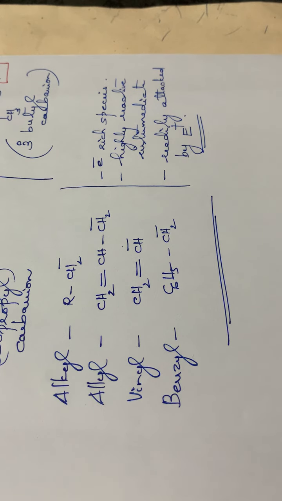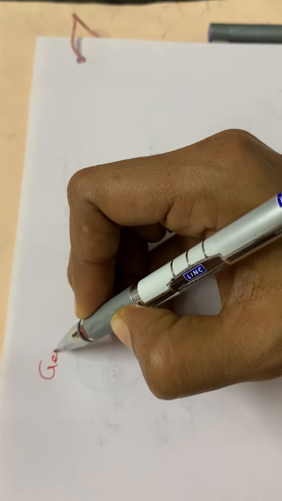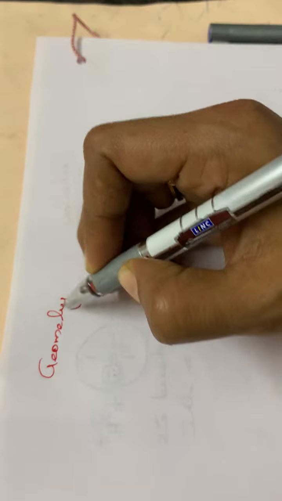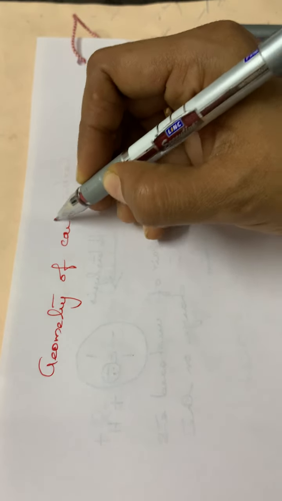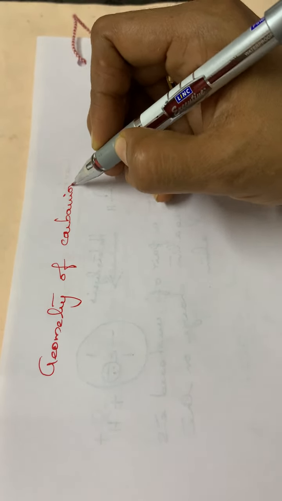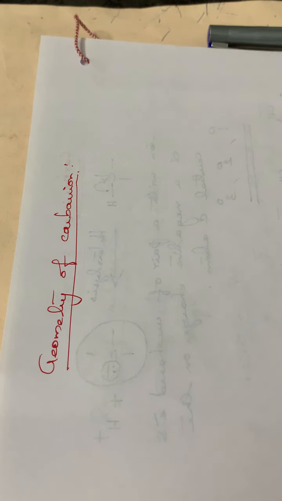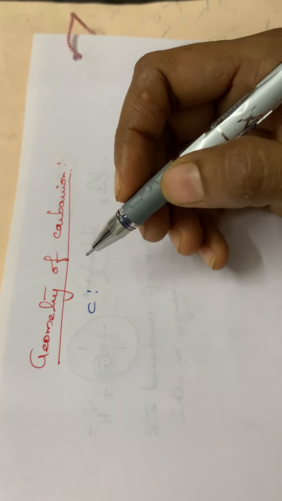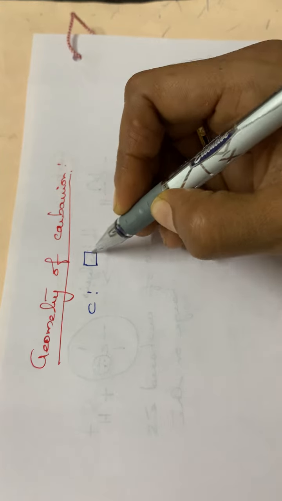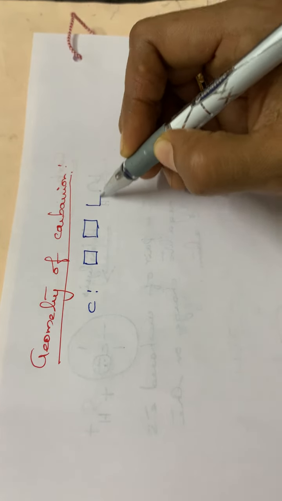Next comes the geometry of carbanion. Normally, what about the electronic configuration of carbon in the ground state? It will be 1s2, 2s2, 2p2, isn't it?